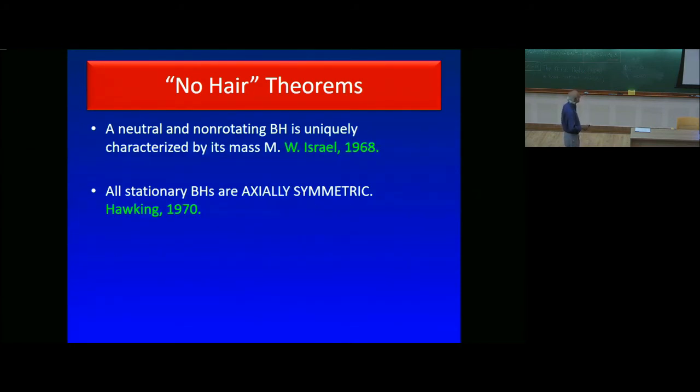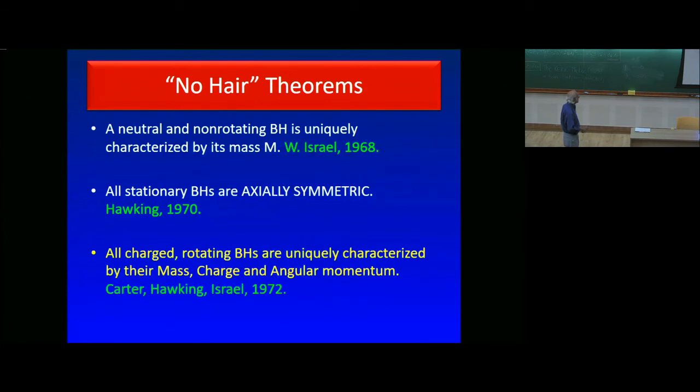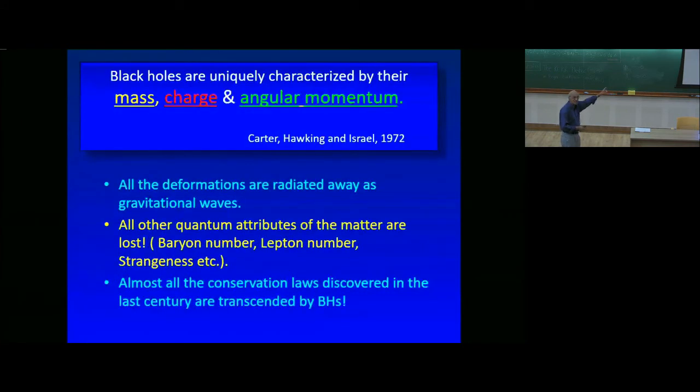And then came the final theorem by Carter, Hawking, and Israel in 1972, that all charged rotating black holes, if it should be charged, are uniquely characterized by their mass, charge, and angular momentum. So if you haven't written it down, it's again here. That's why I moved fast. Okay. So black holes are uniquely characterized by their mass, charge, and angular momentum. Now this is an exact theorem, as indeed the other theorems are, and it is profoundly important, obviously.